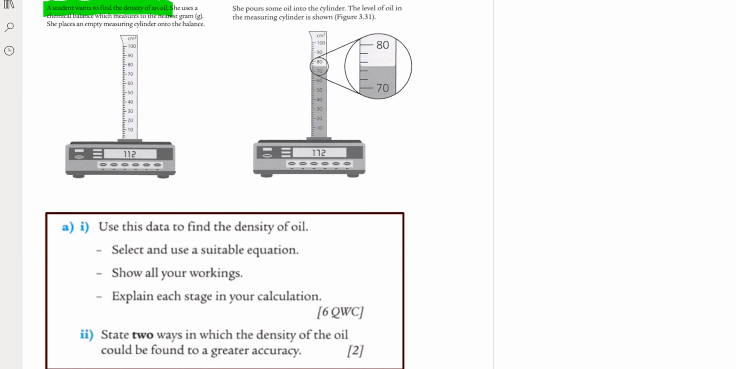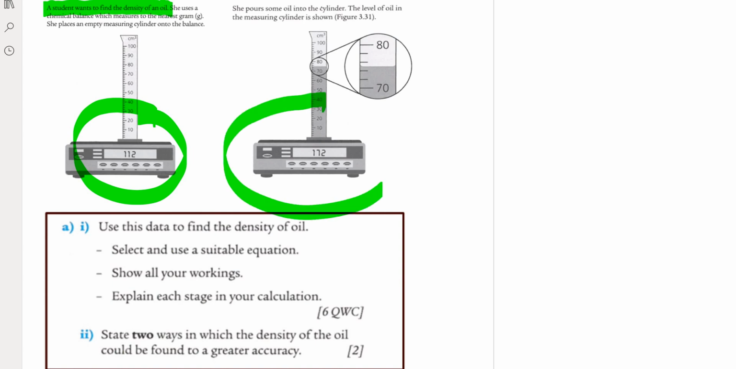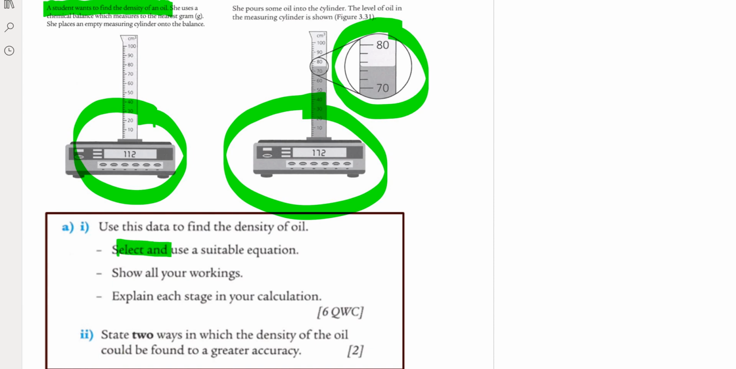If you read what it says, she's put an empty measuring cylinder on a balance, 112 grams. She's then added some oil, so the mass has gone up to 172 grams. And we've also got a volume of the oil measured from the measuring cylinder. Now it says here, select and use a suitable equation.